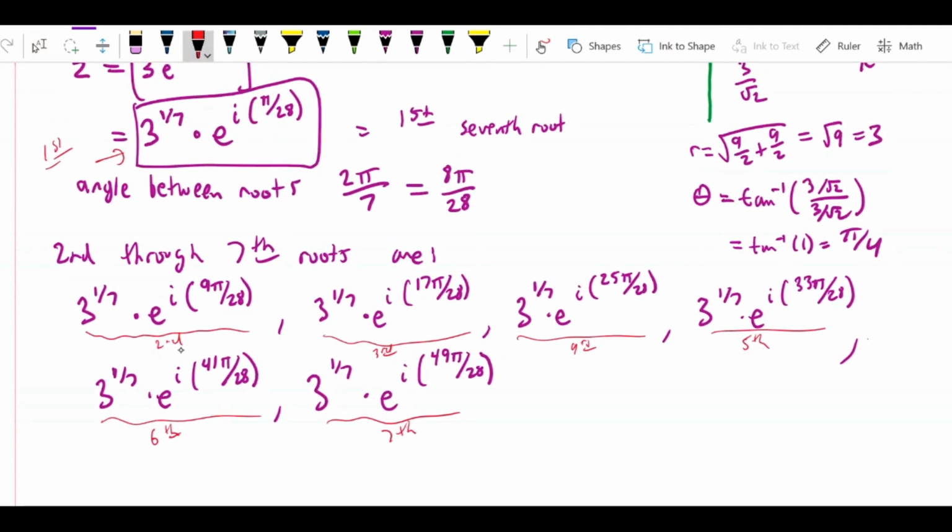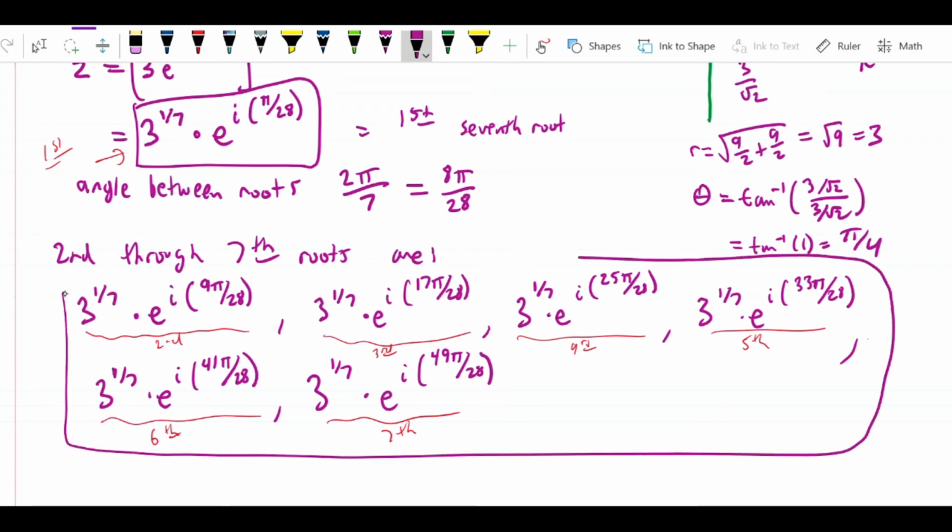This is the second of the seventh roots. This is the third of the seventh roots. I'm not trying to say that this is a second root or square root. This is a third root, fourth root, fifth root. I'm saying that they're all seventh roots, and this is the ordinal number of each of them. So let's put a box around this. The two things that collectively have boxes around them are the answer to this.